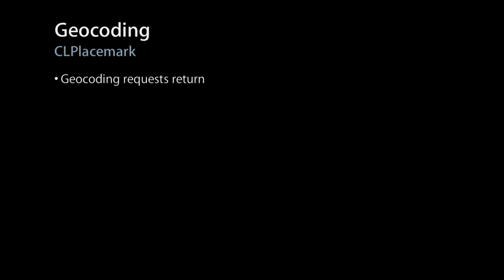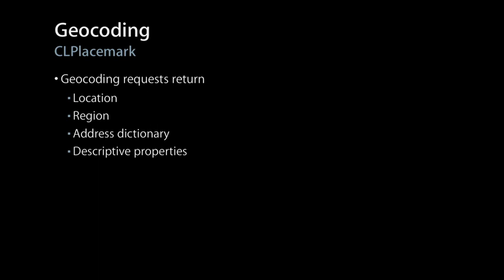The other new class we have is CLPlacemark. This is how your geocoding request results will be returned. A CLPlacemark contains location information, region information, address dictionaries of the location, and descriptive properties. Now, these descriptive properties are really great. They're properties such as inland water, so if you're on a lake, it can give you the name of the lake. If you're on an ocean, it'll give you the name of the ocean. And of course, you still need to have a network connection, so keep that in mind.